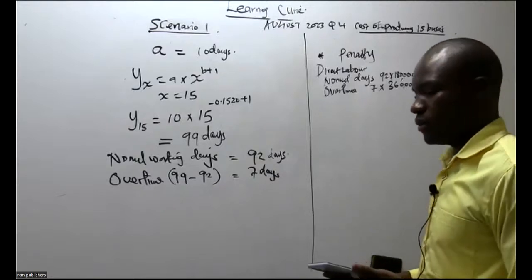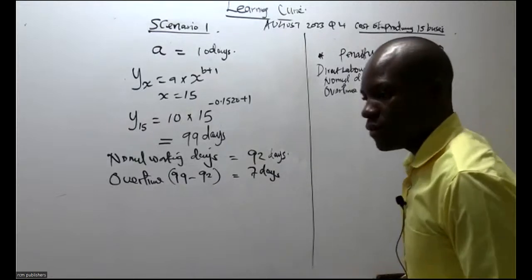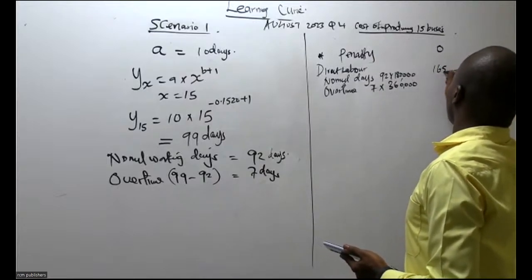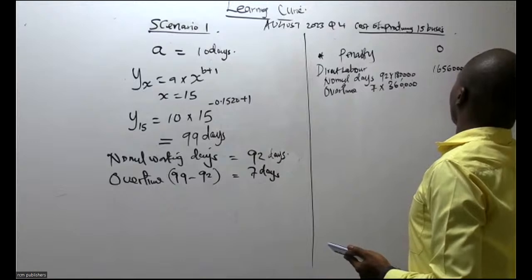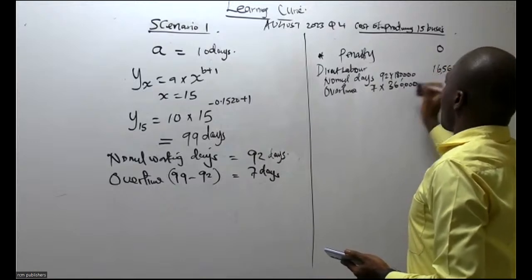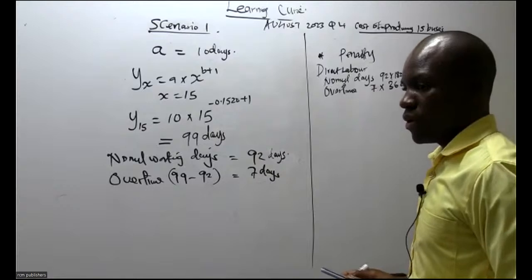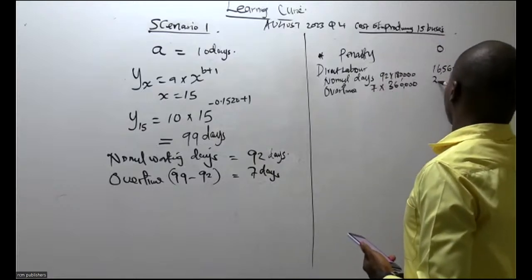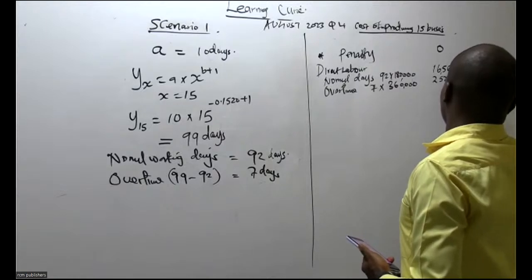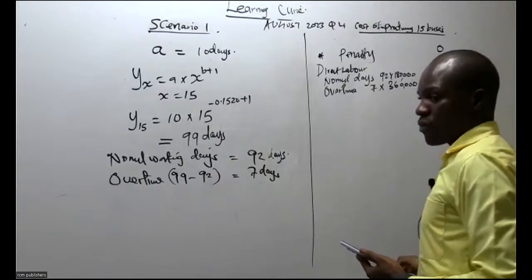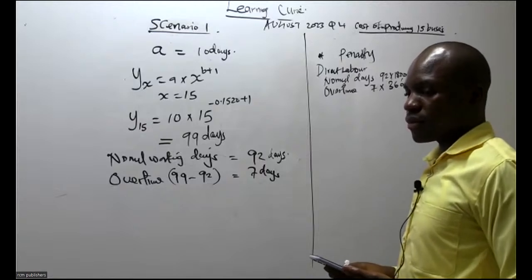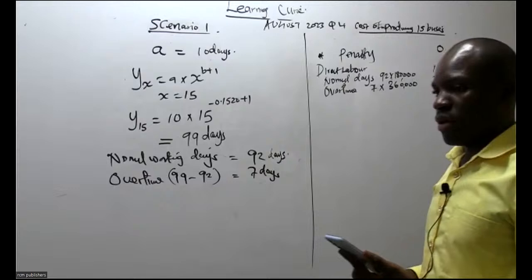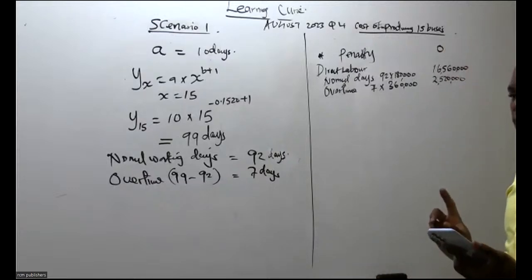Let's be quick. 16,560. How about the overtime? 2,520. Good. So I believe the rest are also getting that for the overtime.